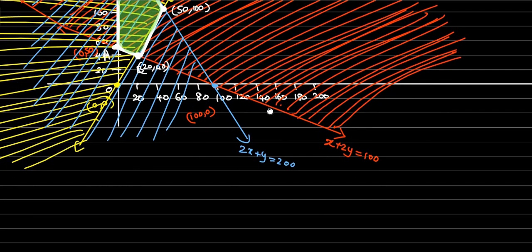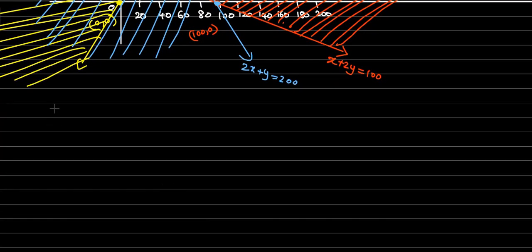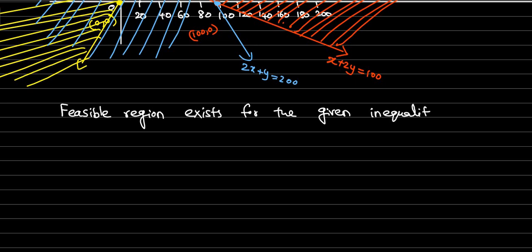So first let's write. Here the feasible region exists for the given inequalities. That means a solution is available for the Z, and it is bounded. These are the keywords: feasible region, bounded. Do mention it.